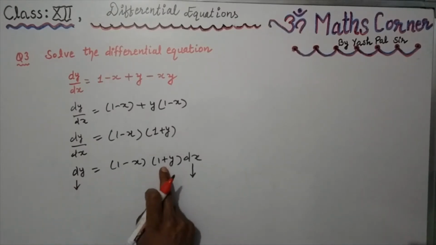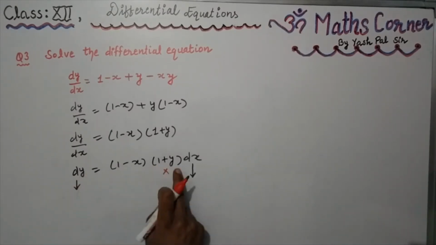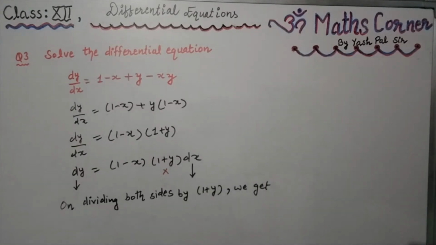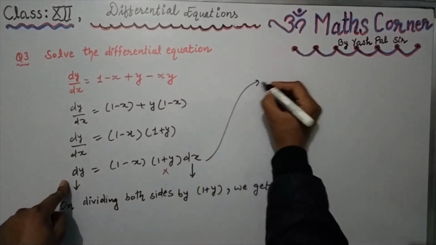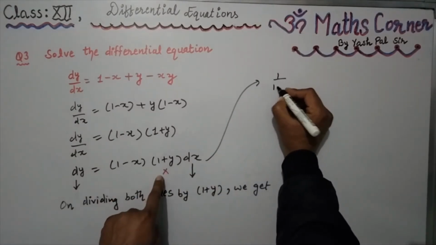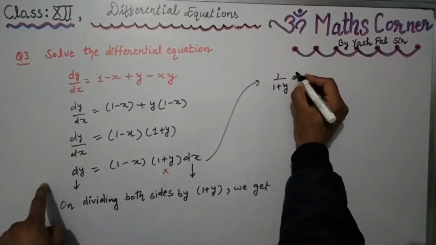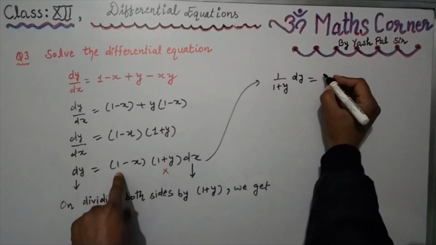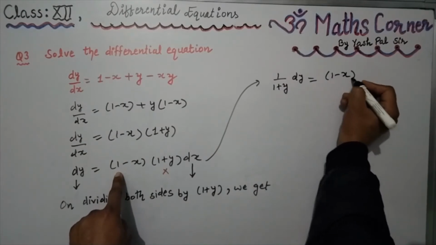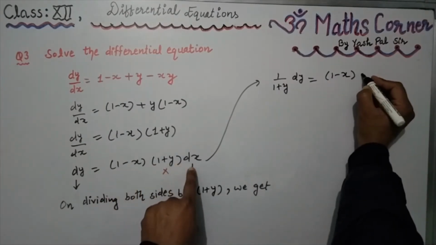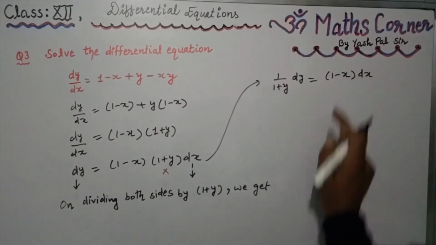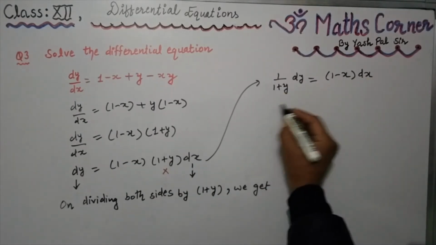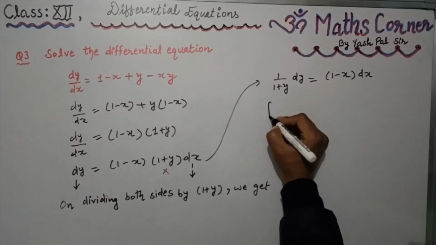How to remove? We can simply divide both sides by 1 plus y. So we write here, on dividing both sides by 1 plus y we get 1 upon 1 plus y into dy, and on the right hand side this is only 1 minus x, since 1 plus y is divided, into dx. Okay, with dy only y terms, with dx only x terms are available.